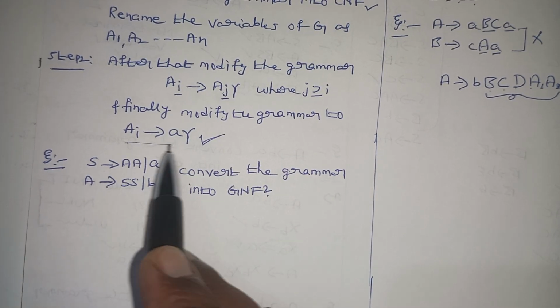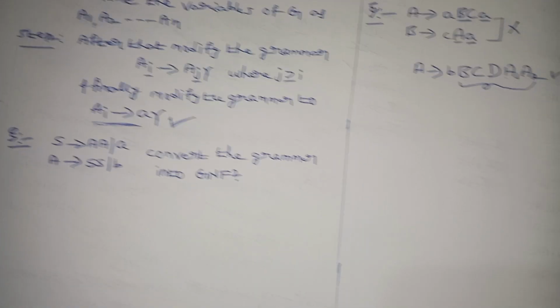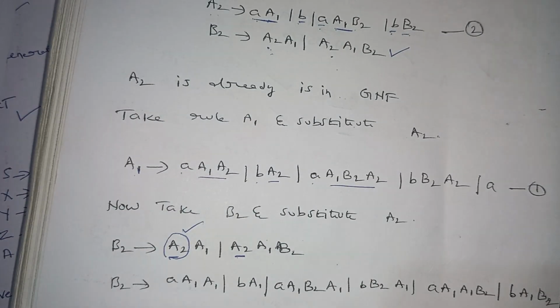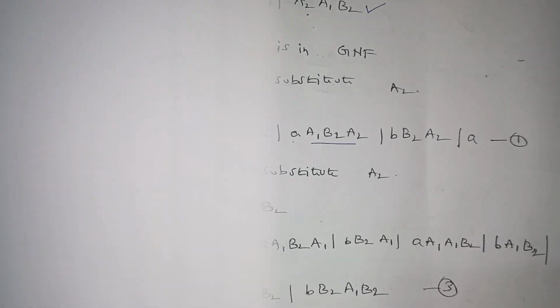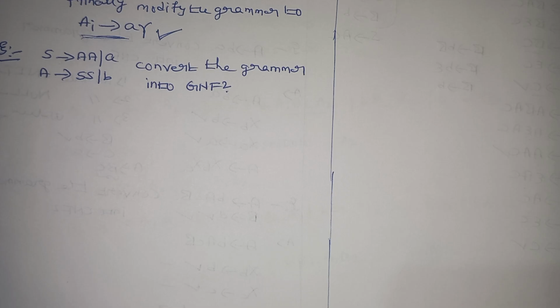You have to convert the entire remaining rules like this. That's what we have done here. In this way, you have to convert to the Greibach normal form. That is all about the Chomsky normal form and then Greibach normal form. Generally, they will give the Greibach normal form for the exam, the 10 marks question.